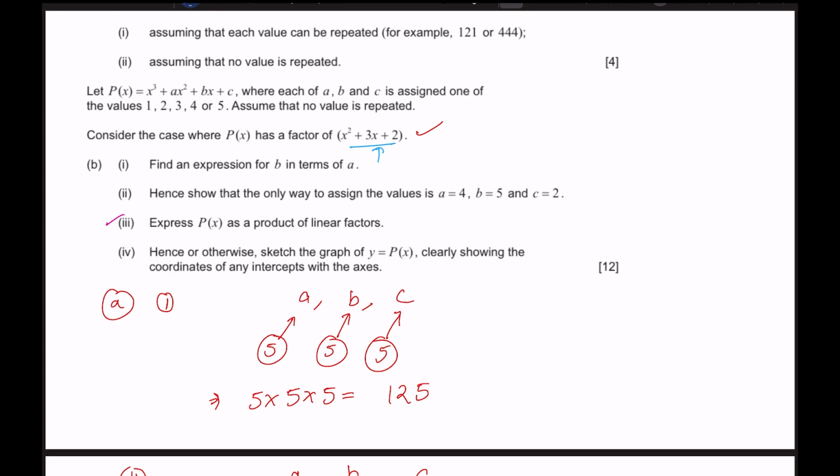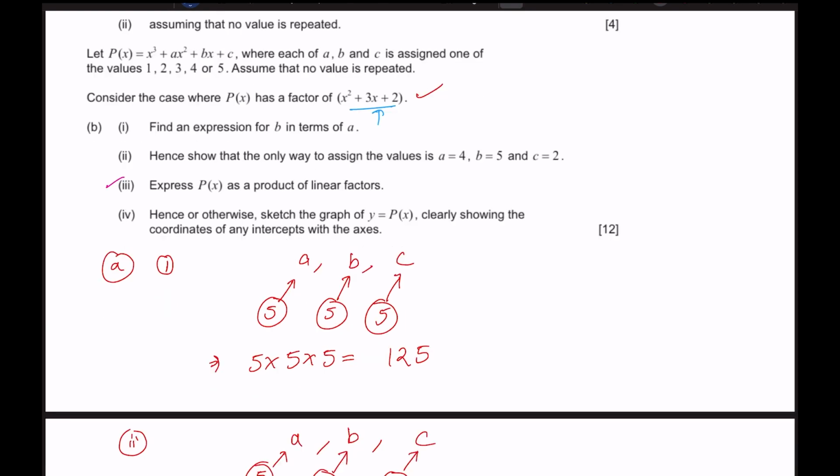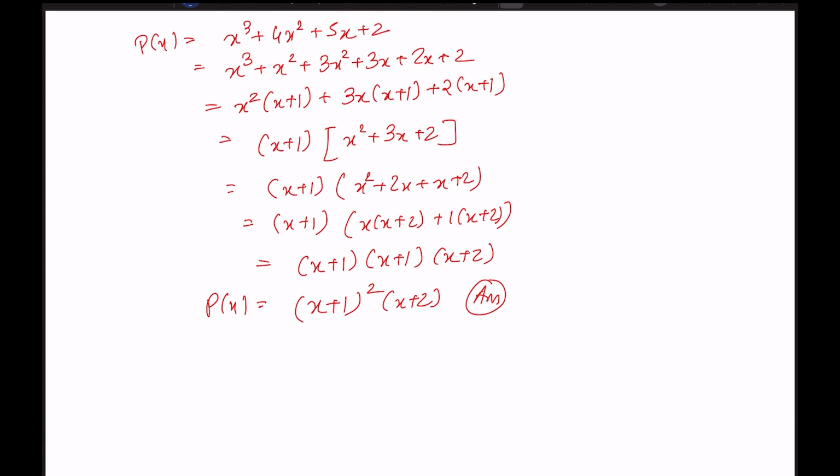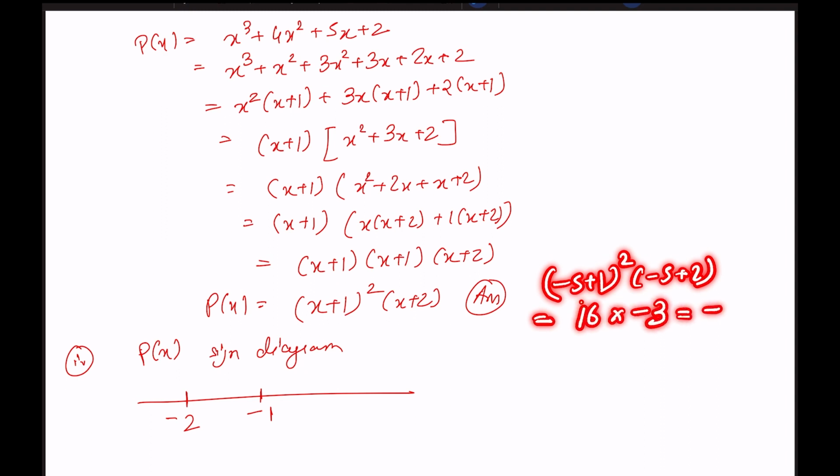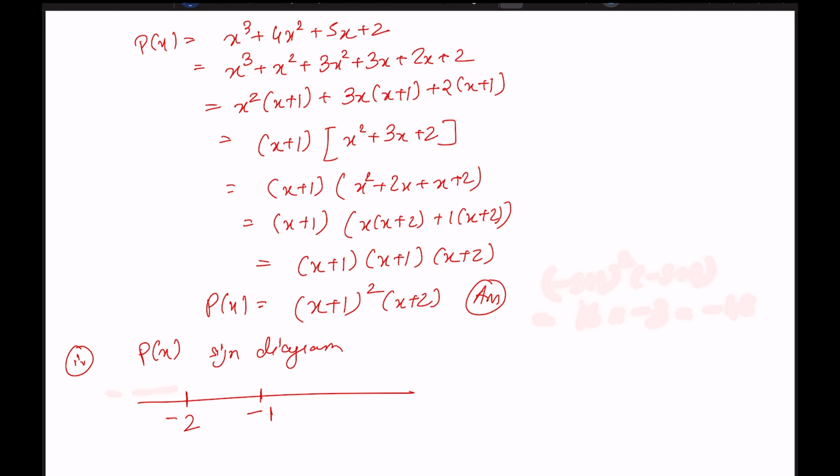Now moving on, we have to sketch the graph of y equals p(x), clearly showing the intercept with any axis. So let's try to draw the sign scheme of p(x), or the sign diagram. In a sign diagram, we'll plot the roots. If I test with a value less than minus 2, let's say minus 5, what happens? p(x) will become negative, because (minus 5 plus 1) whole square times (minus 5 plus 2) is 16 times minus 3, which becomes minus 48. This entire thing would be negative. So the value of p(x) beyond minus 2 would be negative.